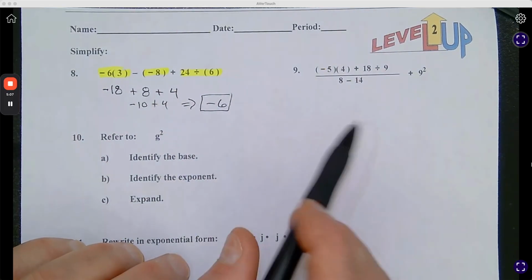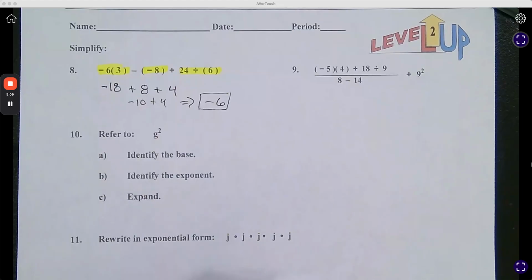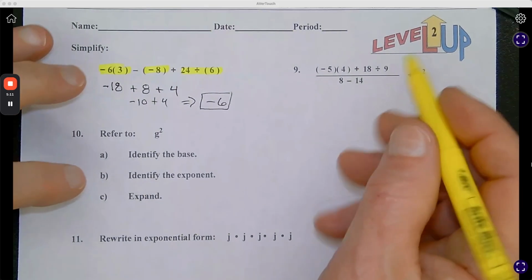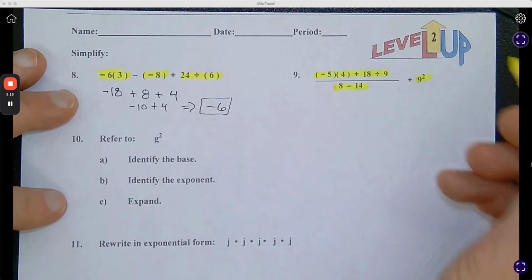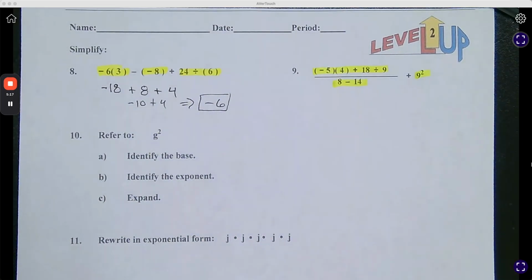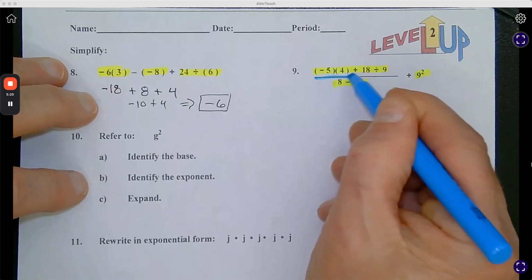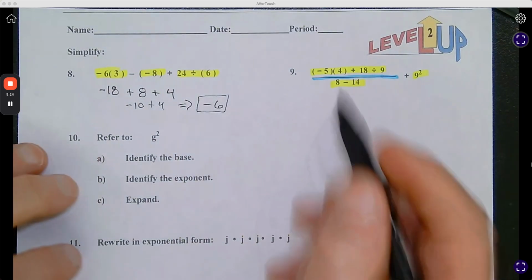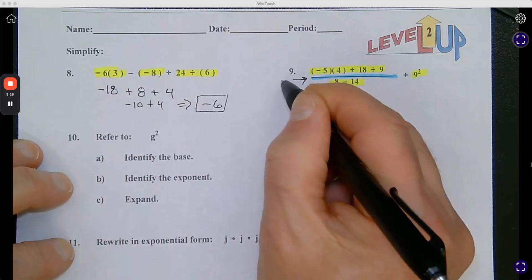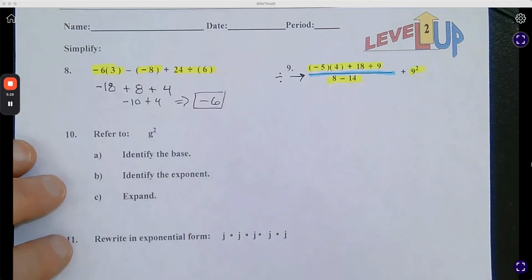All right, let's do number 9. I love this problem because you're going to do 3 problems in one, right? You got that grouping symbol. This grouping symbol holds that numerator together. That's the top of the fraction and denominator, right? And that grouping symbol means division.